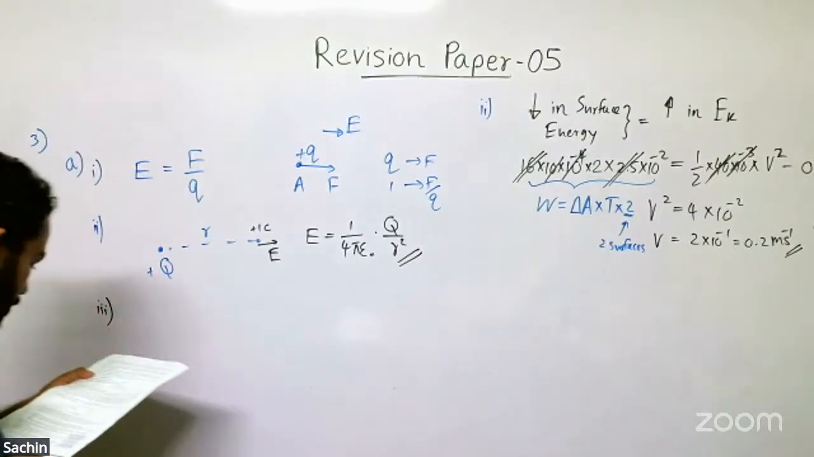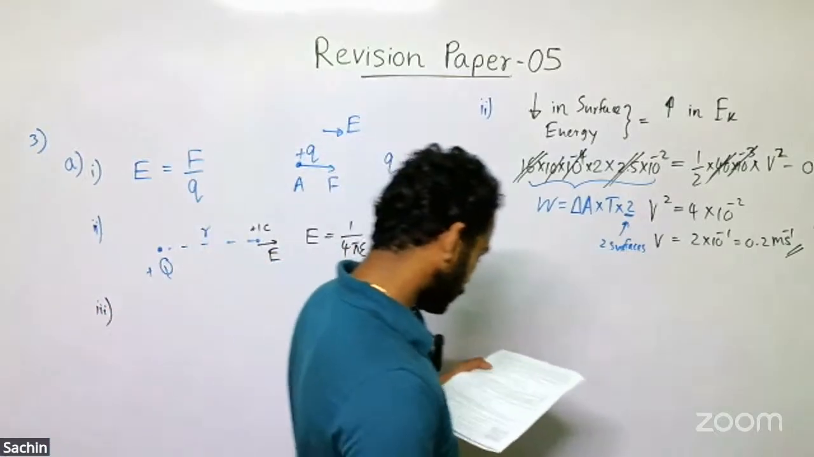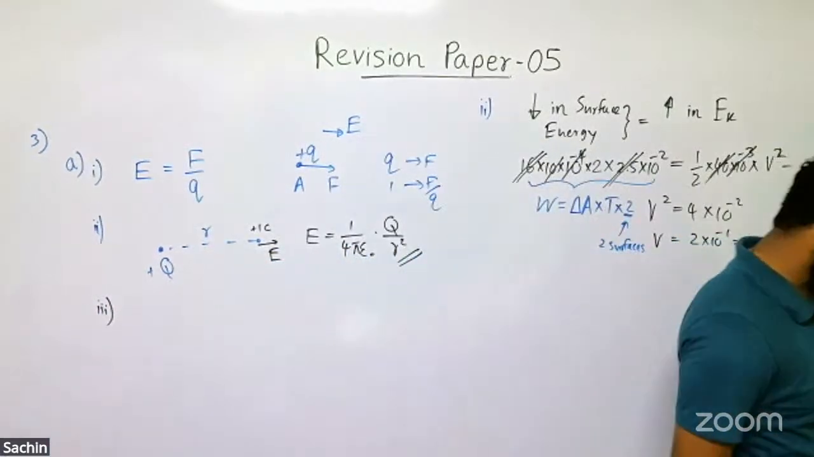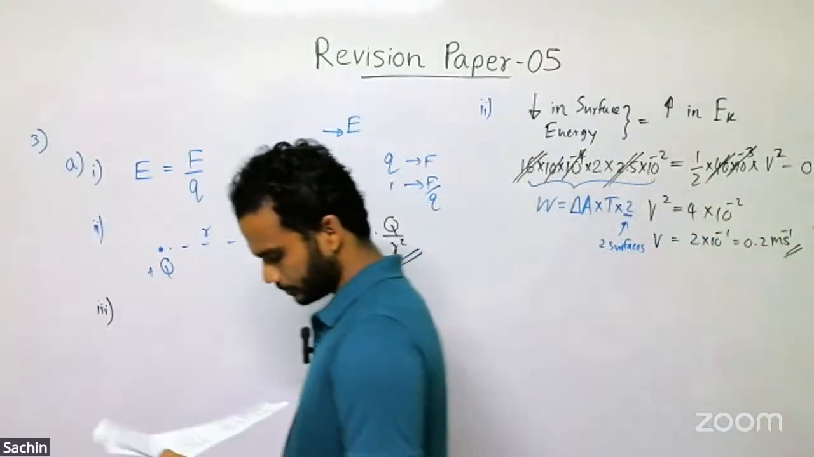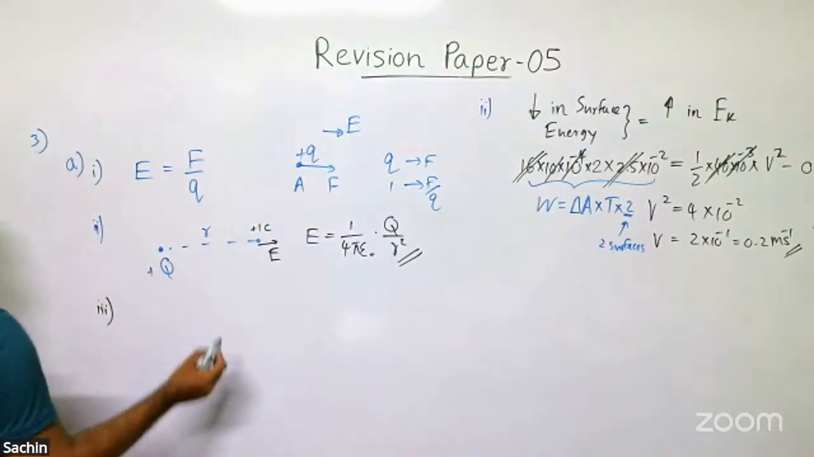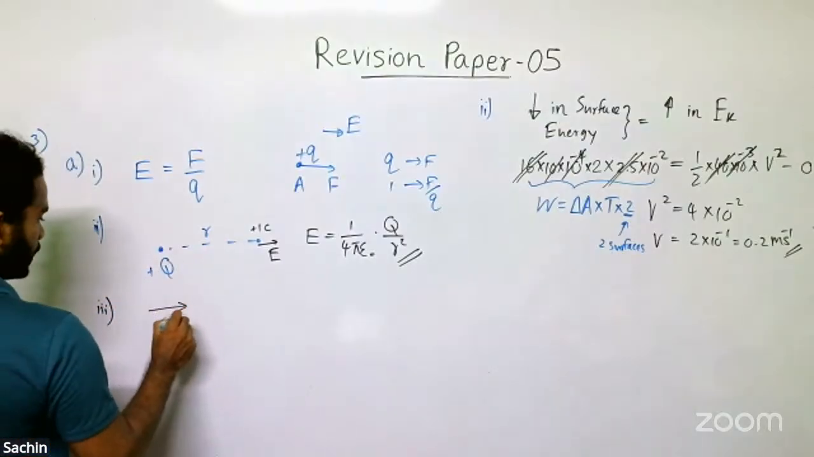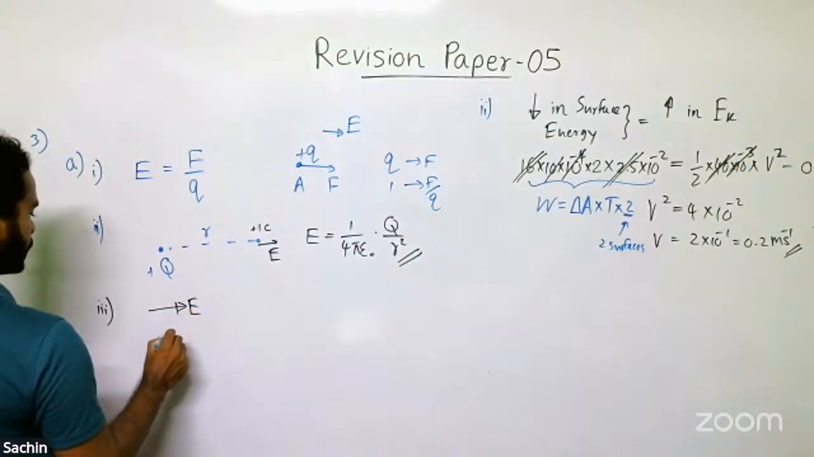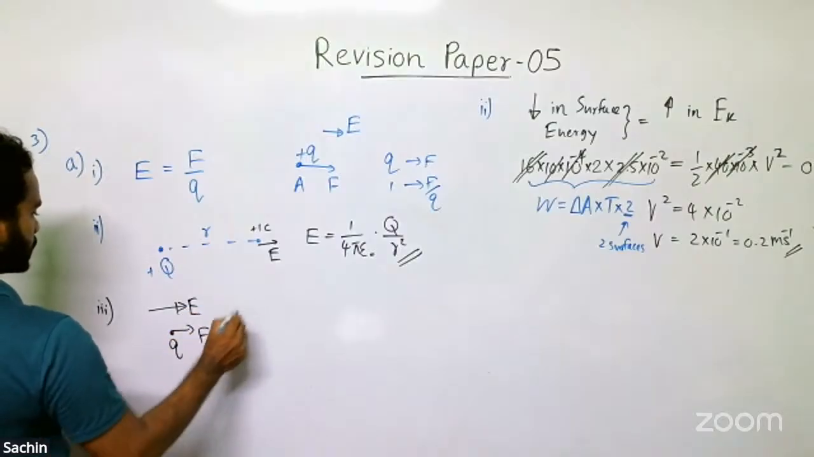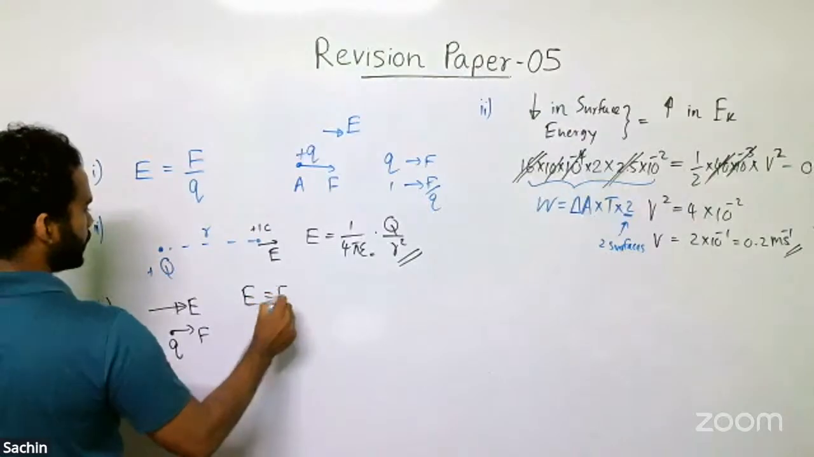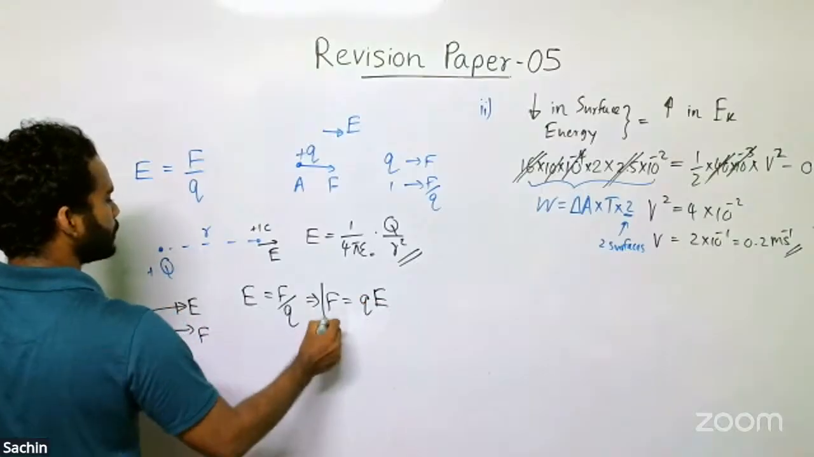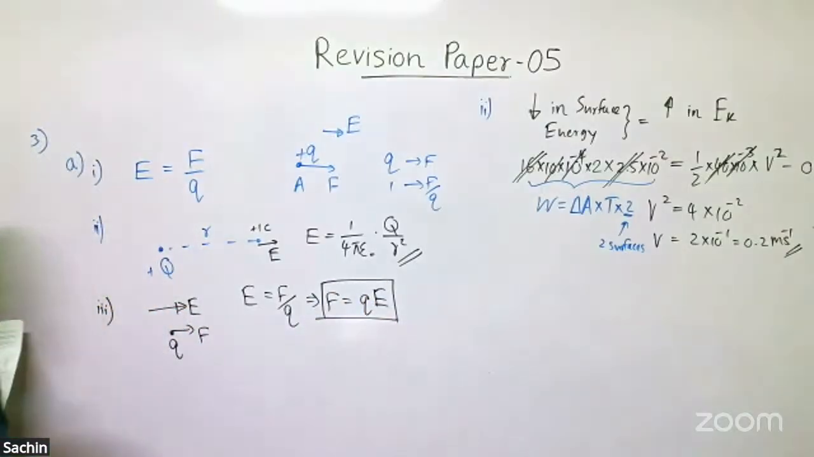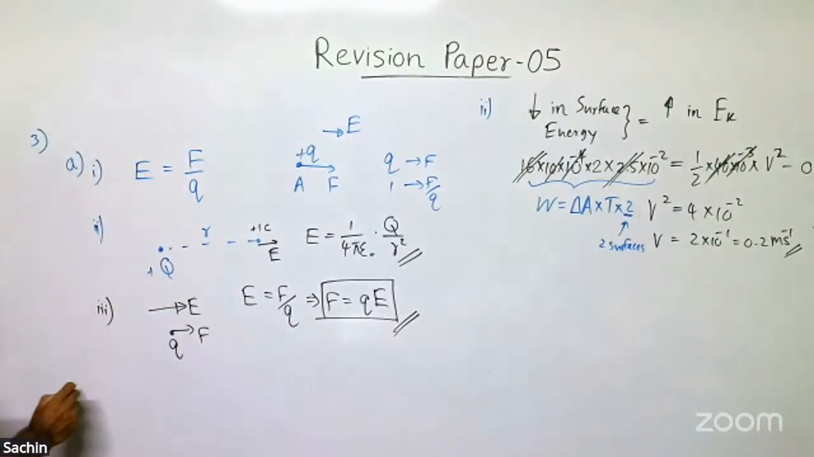Then: write an expression for the force acting on a charge Q which is kept at a point having intensity E. Okay, so the total force, if the field intensity is E and you keep a charge Q, from the definition we can obtain it. Force is equal to the charge times the field intensity. So the total force is equal to the charge times the intensity.